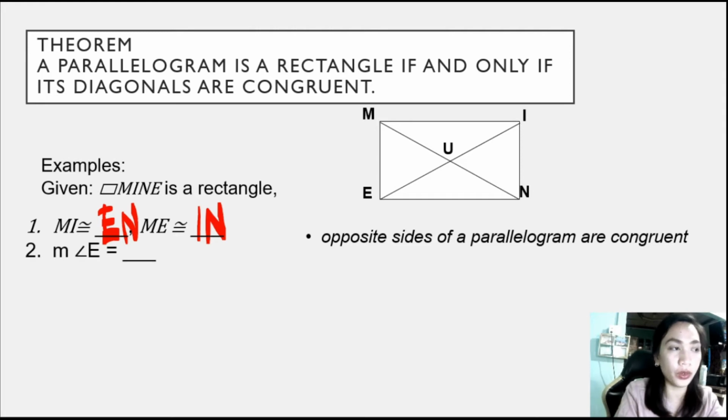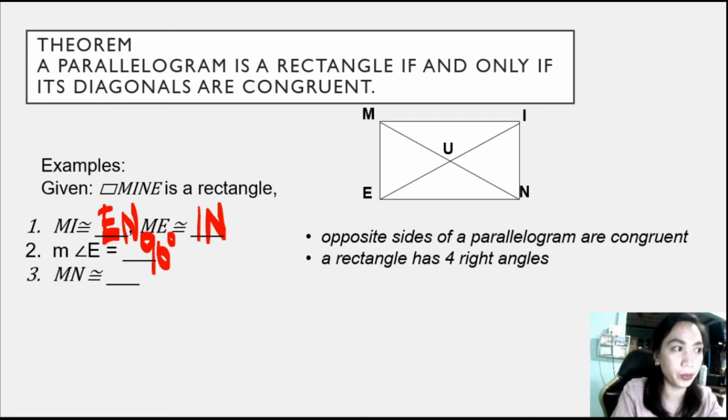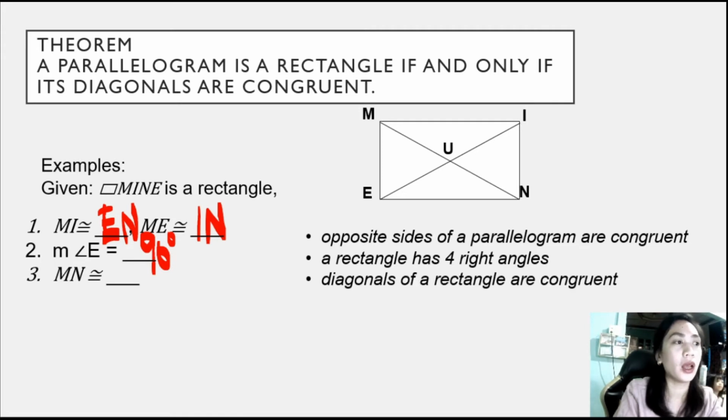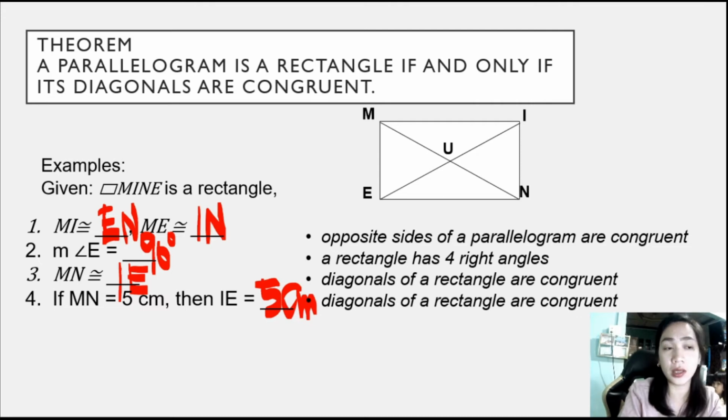Why? Because the opposite sides of a parallelogram are congruent. Next, number 2. You have angle E is equal to 90 degrees, because a rectangle has 4 right angles. Number 3, MN is congruent to IE, because diagonals of a rectangle are congruent. Number 4, if MN is 5 cm, then IE is also 5 cm. The reason is the diagonals of a rectangle are congruent.